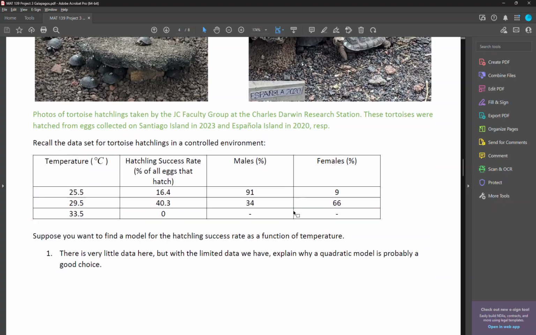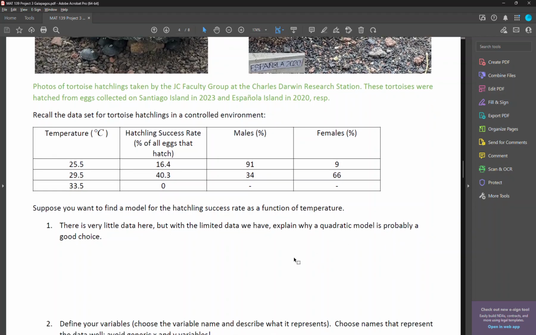Now, in this task, we're going to use that same data set, but we are looking at it through a different lens. It says, suppose you now want to find a model for hatchling success rate as a function of temperature. So instead of gender as a function of temperature, we're looking at hatchling success rate as a function of temperature. There is very little data here, but with the limited data that we have, explain why a quadratic model is probably a good choice.